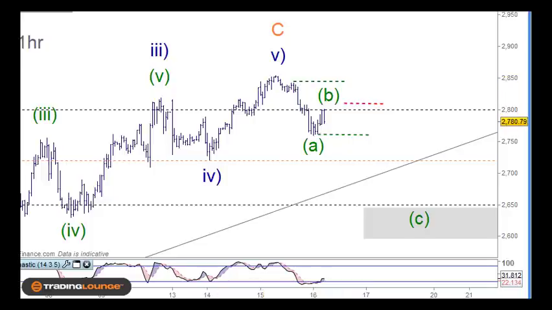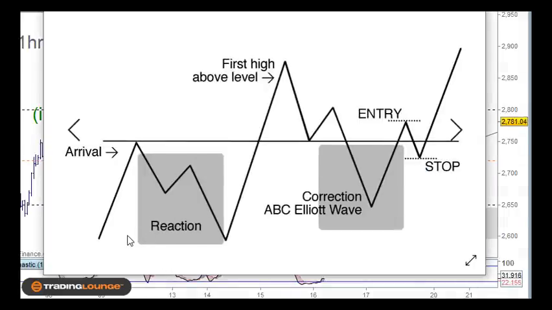But as I mentioned before with all of this, we are looking for a classic trading levels pattern, which would be this one here. So we're looking for the arrival. This is 2,800 here, then the arrival, the reaction, the first high above the level, and currently we have the first 5 waves down, and we're looking for the B wave now, and then the C wave coming down, and then we'll look for support back on the 2.8.